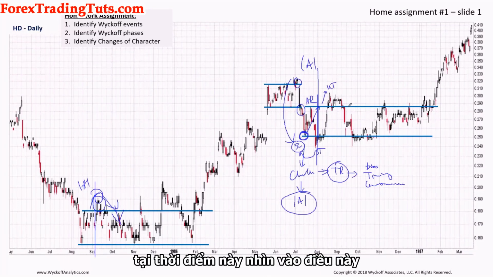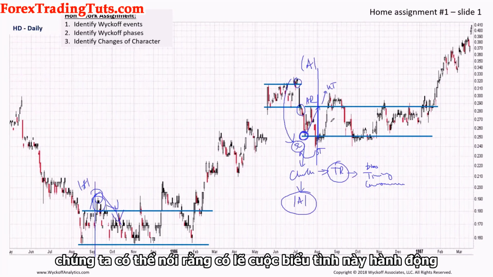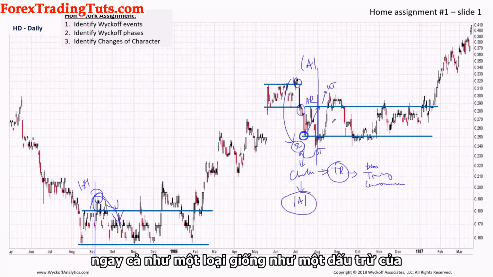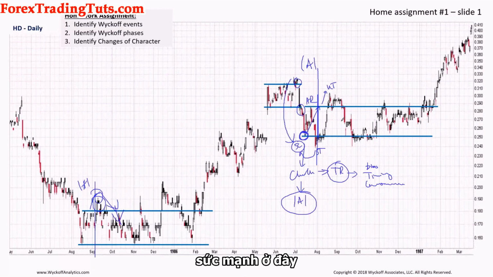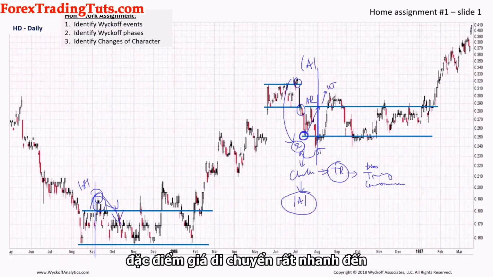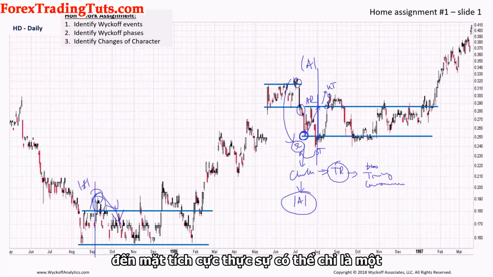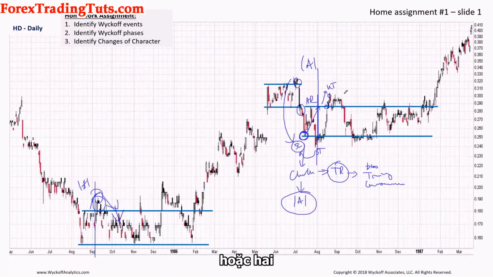At this point of time, looking at this rally, you're looking at the character of this rally. Could we say that maybe this rally acts even as a kind of minor sign of strength here? Yes, I would say so. Look at the character. The price moves so quickly to the upside. It commits on multiple closes to the upside, maybe just one or two.